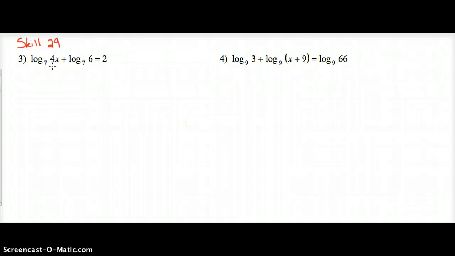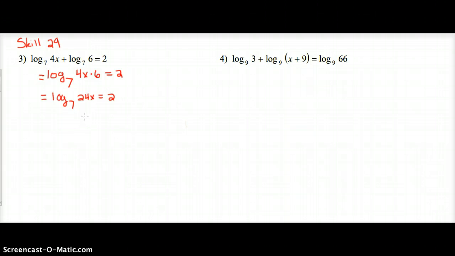So if we start out with example 3, we're going to start by using our properties of logarithms to condense the left side. I see that these two log base 7s are being added, so I'm going to condense them to give me log base 7 of 4x times 6, and the equation still equals 2. I can simplify the argument of this log to just make it log base 7 of 24x equals 2.